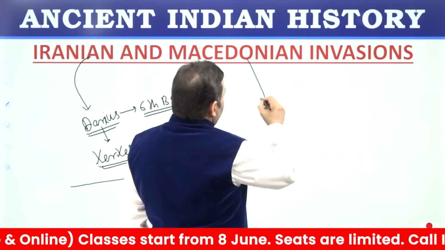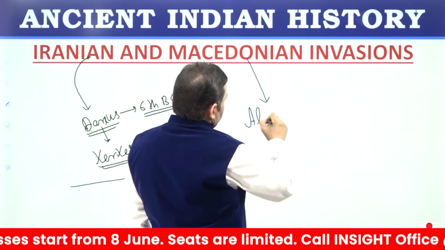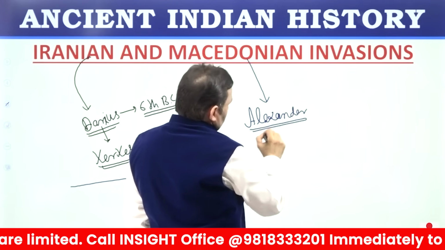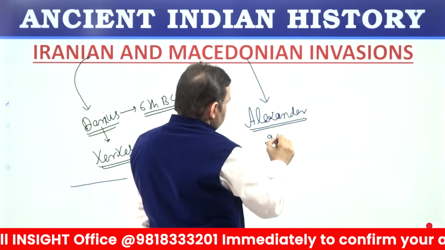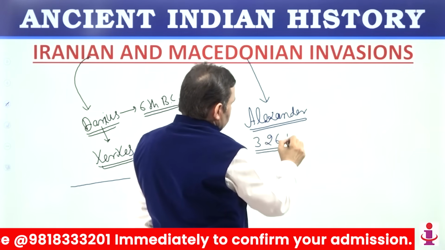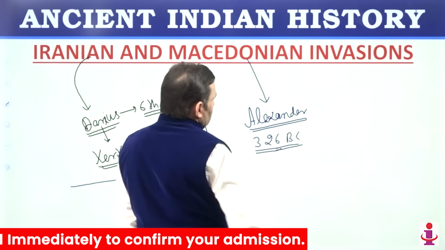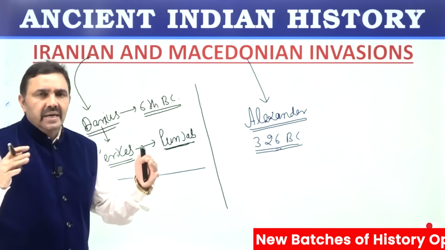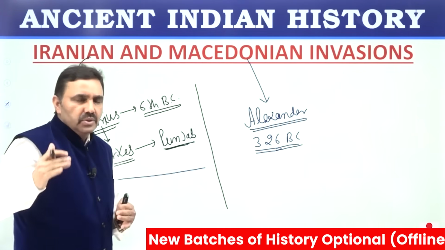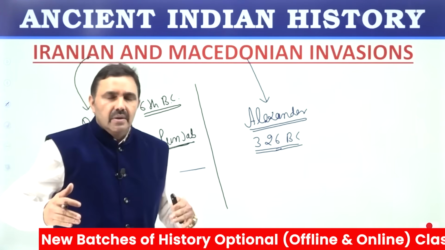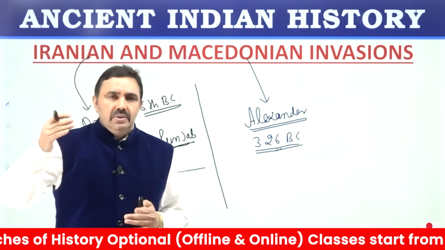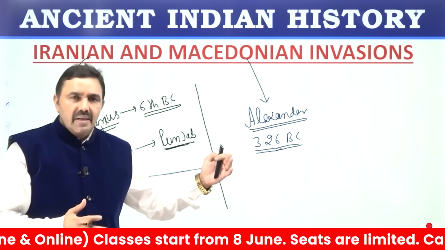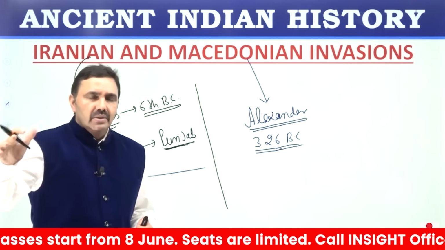Macedonians were like Alexander, Sikandar. Alexander attacked India in 326 BC. And at that time the king was Dhanananda. It was the age of the Nanda dynasty. Alexander was very powerful, but Dhanananda was much more powerful. So when the soldiers of Alexander heard the stories of the power of Dhanananda, they got terrified and they refused to enter India. So he did not conquer India as such.